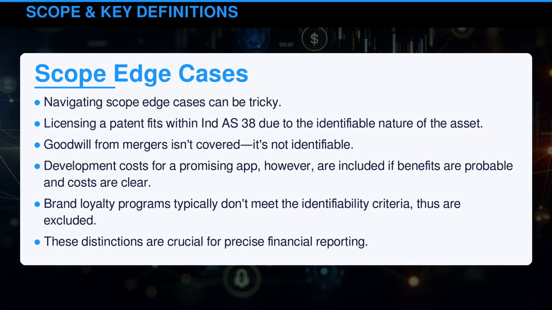Navigating scope edge cases can be tricky. Licensing a patent fits within Indian Accounting Standard 38 due to the identifiable nature of the asset. Goodwill from mergers isn't covered. It's not identifiable. Development costs for a promising app, however, are included if benefits are probable and costs are clear. Brand loyalty programs typically don't meet the identifiability criteria, thus are excluded. These distinctions are crucial for precise financial reporting.